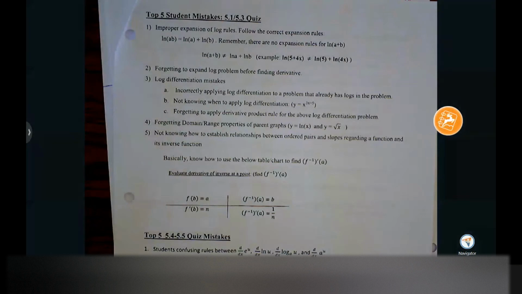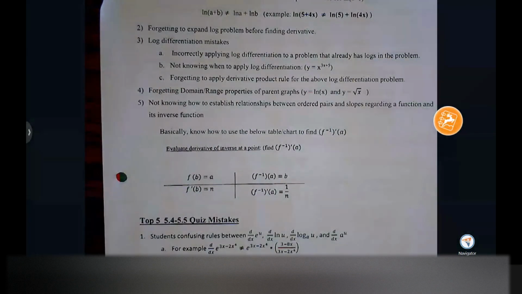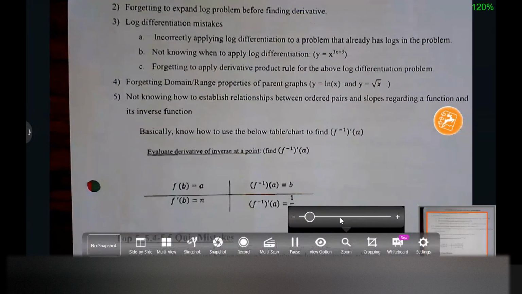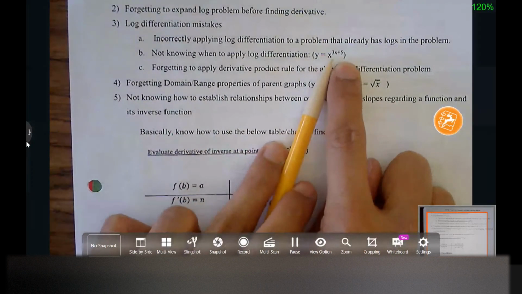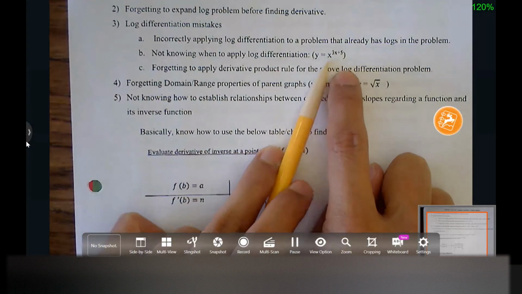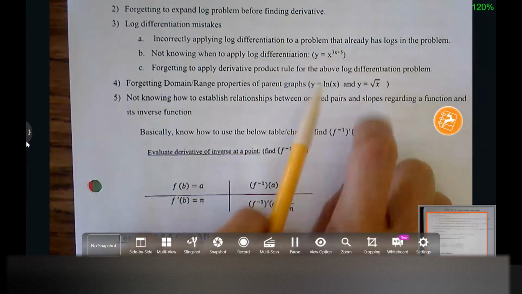Sometimes I see an issue where students apply a rule that doesn't match what's supposed to be done here. Sometimes I see students want to do power rule here. But see, that's a variable raised to a variable, so I've got to do log differentiation. I've got to take the natural log of both sides.